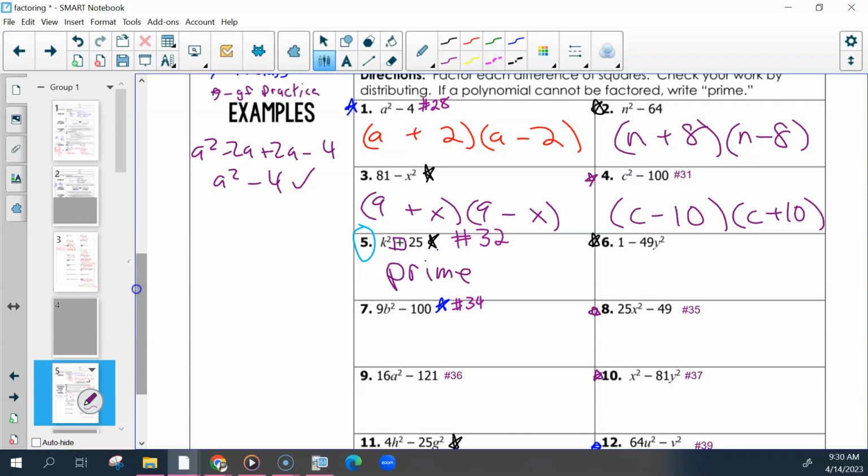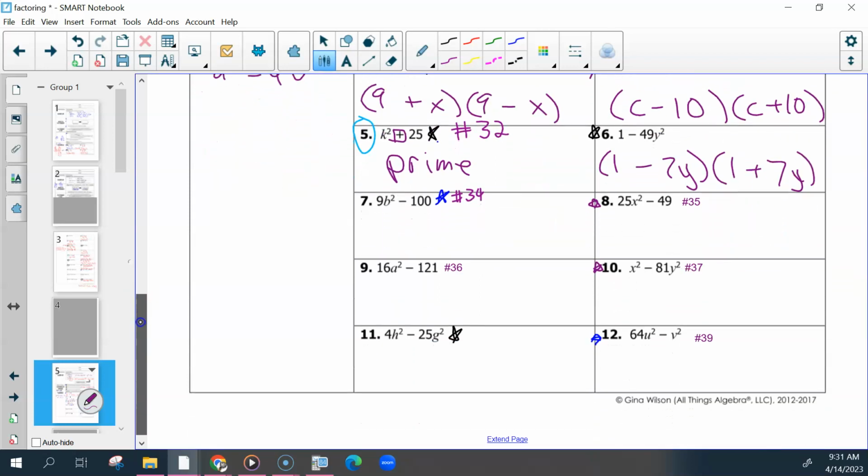Okay. Look at this one. Same as these, it just has more to it. So what times what will give us 1? 1. What times what will give us 49? 7. And then what times what will give us y squared? y. So you just add on more to it depending on what the term is. Questions so far?